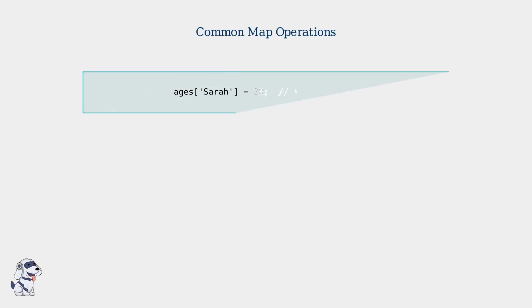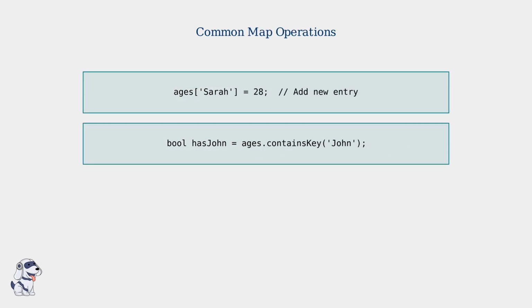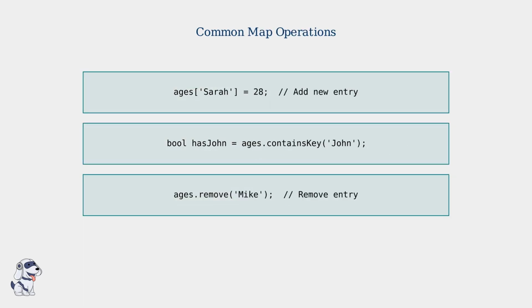You can add new entries by assigning a value to a new key. Use containsKey to check if a key exists, and remove to delete entries from the map. Maps are essential for organizing data where you need to quickly find values based on unique keys. They're perfect for lookups, counting, and creating associations between different pieces of data.